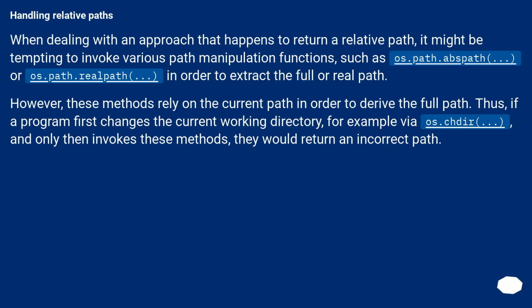Handling relative paths. When dealing with an approach that happens to return a relative path, it might be tempting to invoke various path manipulation functions, such as os.path.abspath(...) or os.path.realpath(...) in order to extract the full or real path. However, these methods rely on the current path in order to derive the full path. Thus, if a program first changes the current working directory, for example via os.chdir(...), and only then invokes these methods, they would return an incorrect path.